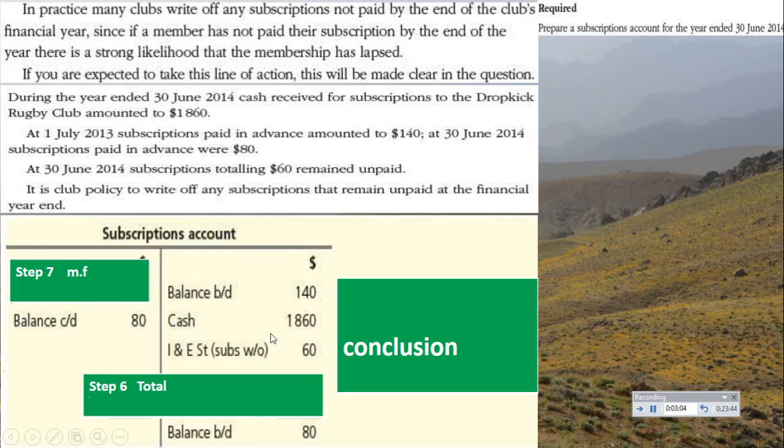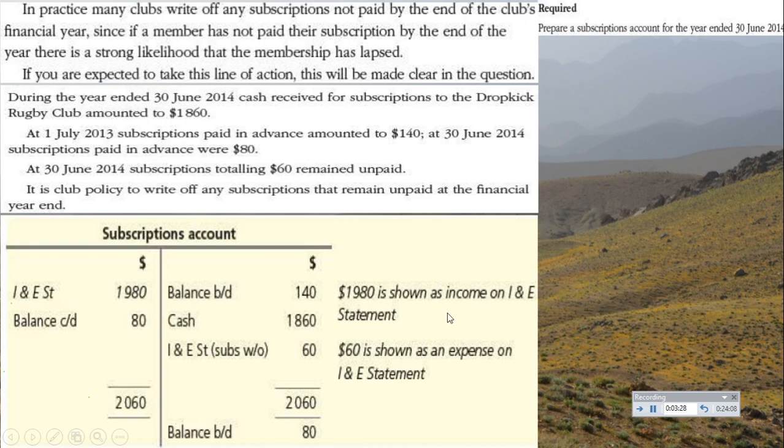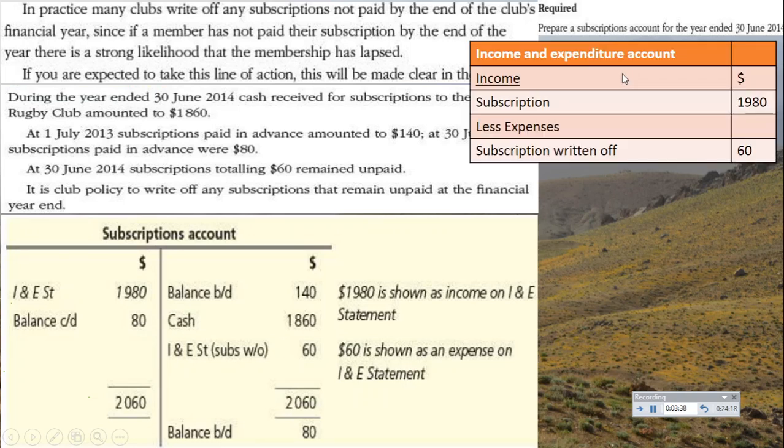So here you will write income and expenditure statement and put 60 here, and then you total this up, it comes to 2060. Here also comes 2060, and then this becomes your missing figure. The missing figure shown in the income and expenditure statement is 1980. So 1980 is going to be your income, and then 60 is going to be shown as an expense because it is not going to be recovered from the concerned member.